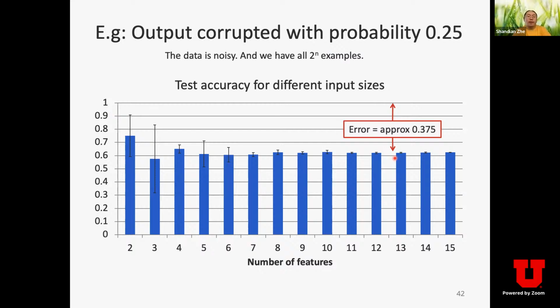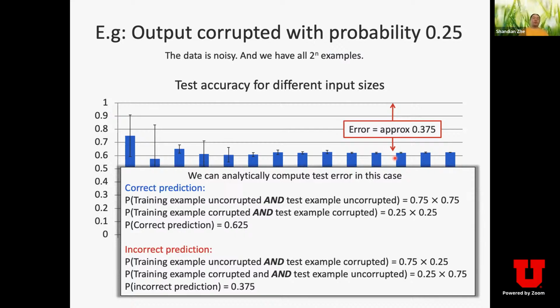But actually, we also can get this error by mathematical analysis. How can we do that? So let us just calculate some probabilities. We can calculate the probability of a correct prediction for an arbitrary test example in this way. When will a particular example be correctly predicted at the testing stage?